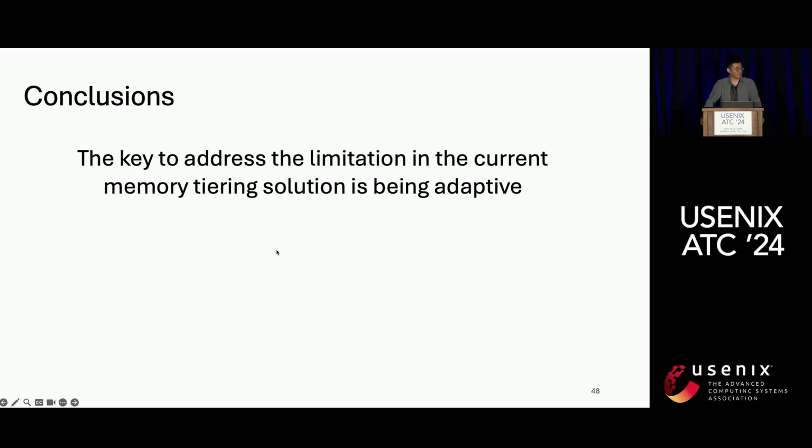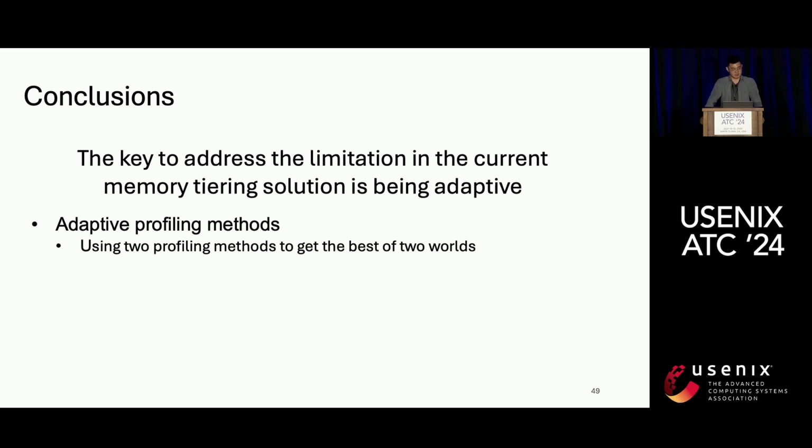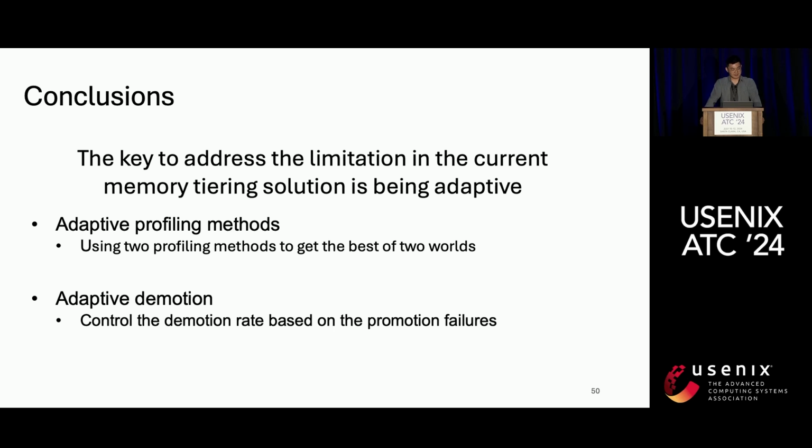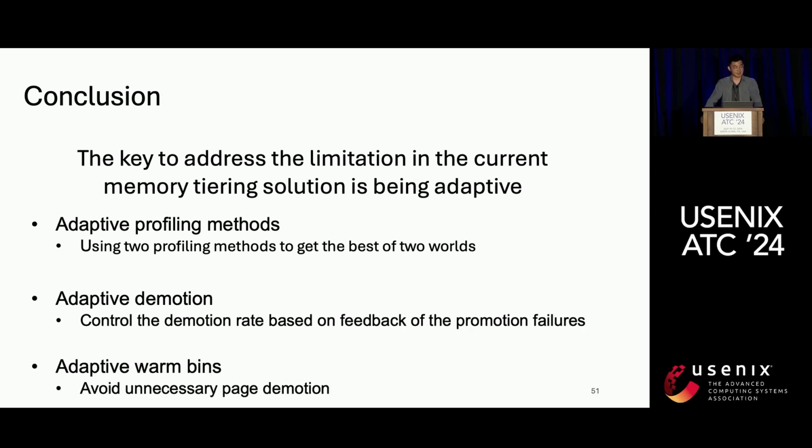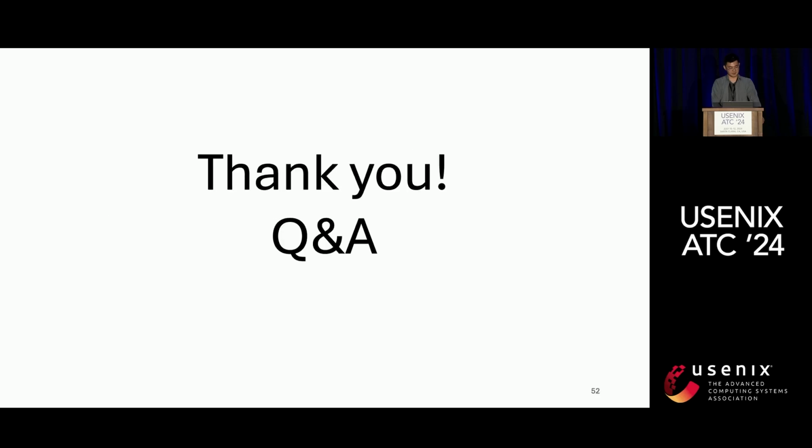So here is the conclusion. The key to addressing limitations in current memory tiering solutions is being adaptive. The first is the adaptive profiling method, using two profiling methods to get the best of two worlds. The second, adaptive demotion, controls the demotion rate based on the promotion failures. The last one is about adaptive warm bins, which avoid unnecessary page demotion. Thank you.